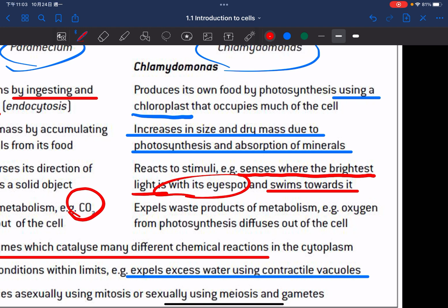And the fourth one is expelling waste products. Okay. Actually, oxygen is useful for heterotrophs, just like us. But I have to tell you, for plants and algae, oxygen is a waste product from photosynthesis. So actually, the oxygen is too much for them, so they have to expel oxygen as a waste product.